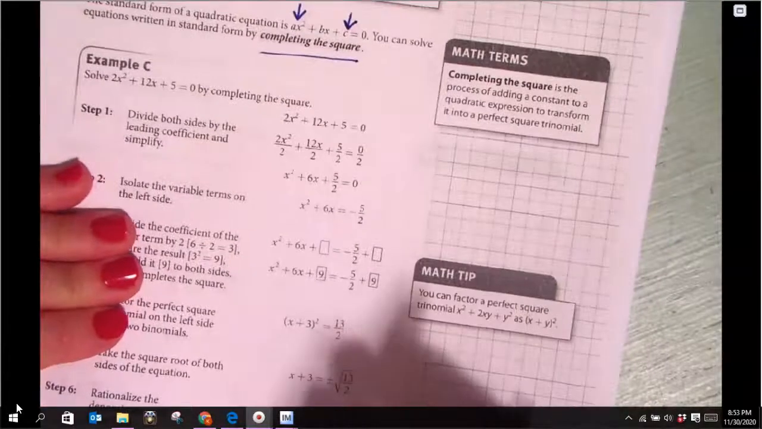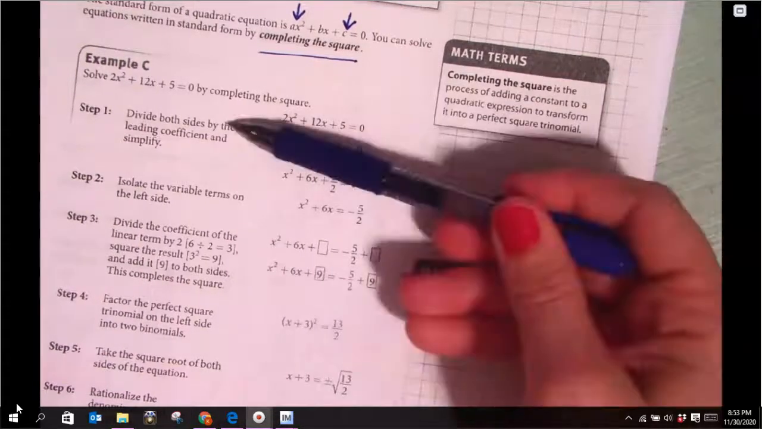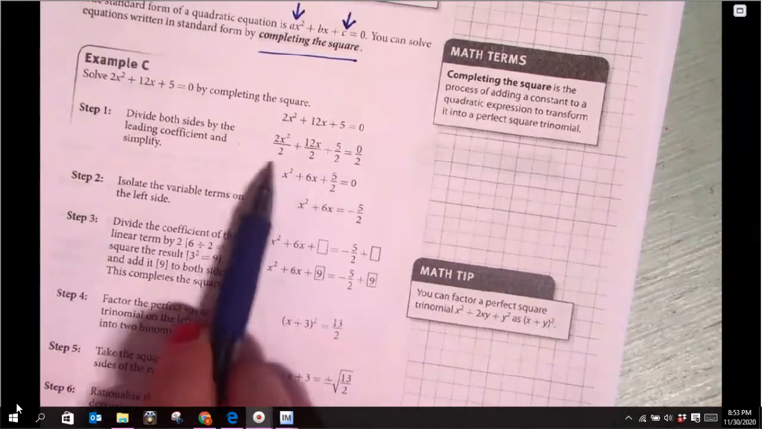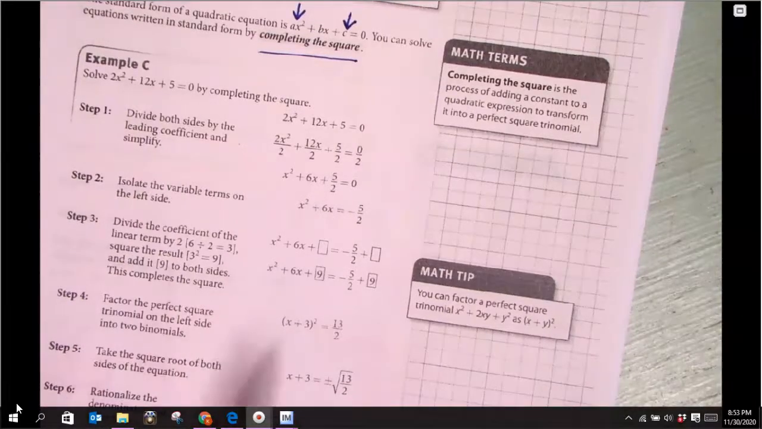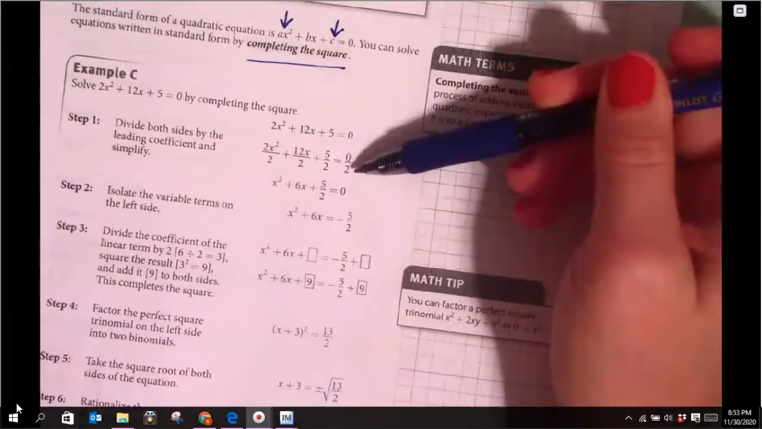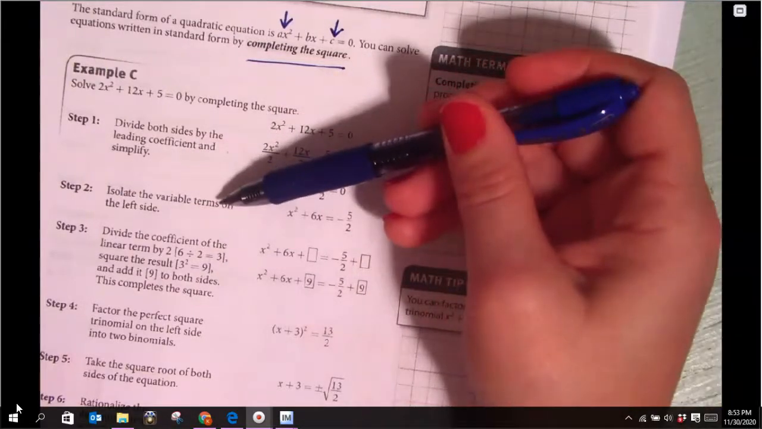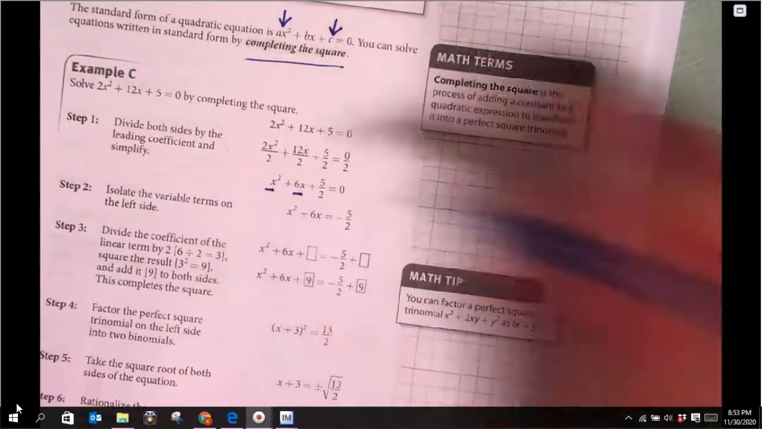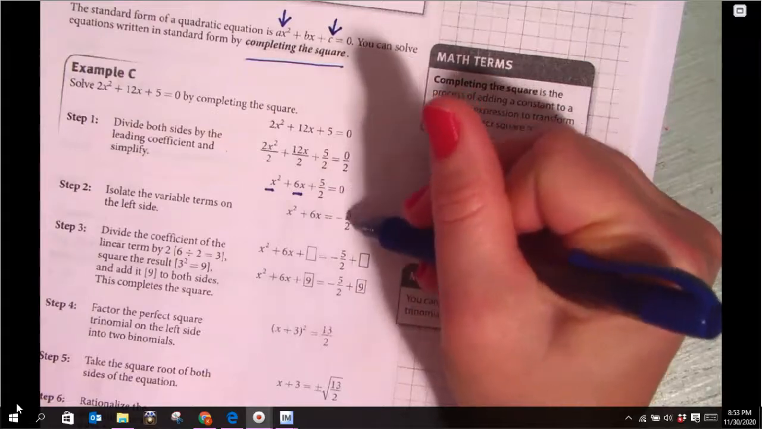So I'm going to show you exactly how to do this using a piece of paper. But if we look at the example that they have on example C, it does a pretty good job of telling you exactly what to do. If there's a coefficient, the first thing you have to do is get rid of that coefficient by dividing. It tells you to divide both sides by the leading coefficient, so we get rid of that. Then you want to isolate the two variable terms on the left side. So we want to get the x squared and the 6x by itself, so we move the 5 halves to the other side by subtracting.